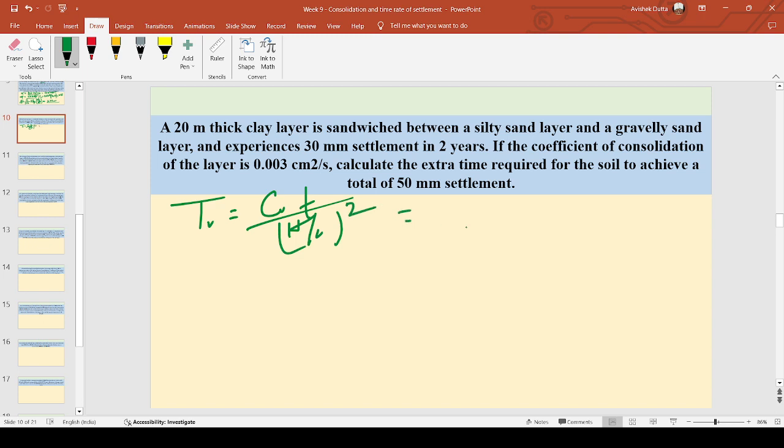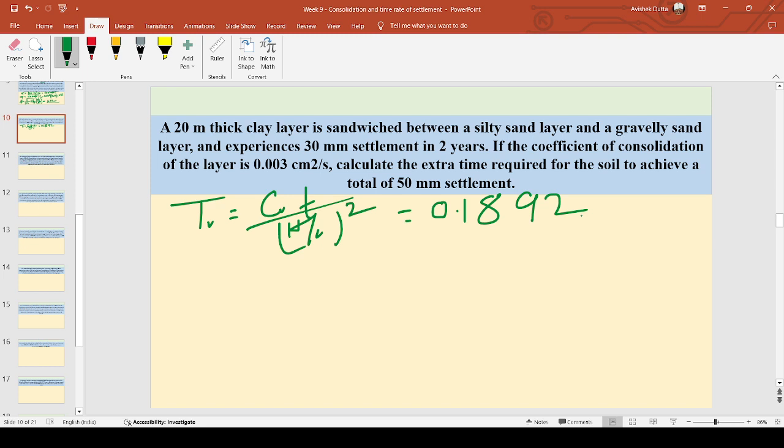The coefficient of consolidation Cv is 0.003. Time is 2 years. Convert it into seconds, and take H by 2, 20 by 2 equals 10 meter, times 100 centimeter. You'll get a value of around 0.1892 for Tv. Why did we find the time factor? To find the degree of consolidation.